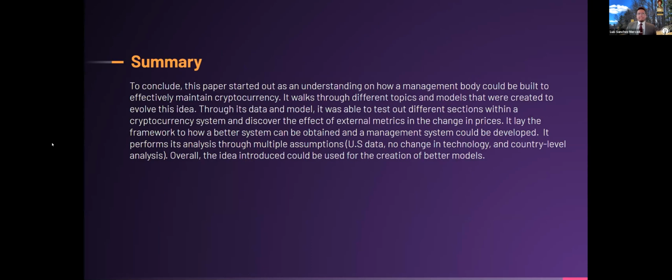Final remarks to conclude. This paper started out as an understanding of a managerial body. It works through the different topics and the models that were created. It tests out different metrics to try to determine the external price, and it laid out, even though it wasn't the best framework, a starting framework that can be utilized as you build the architecture of the model.